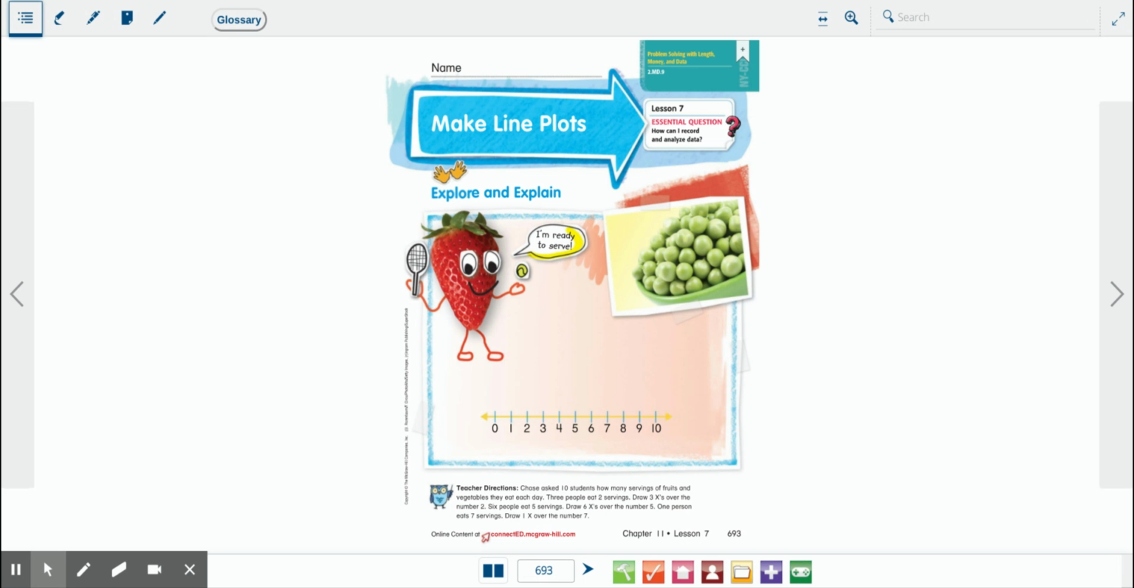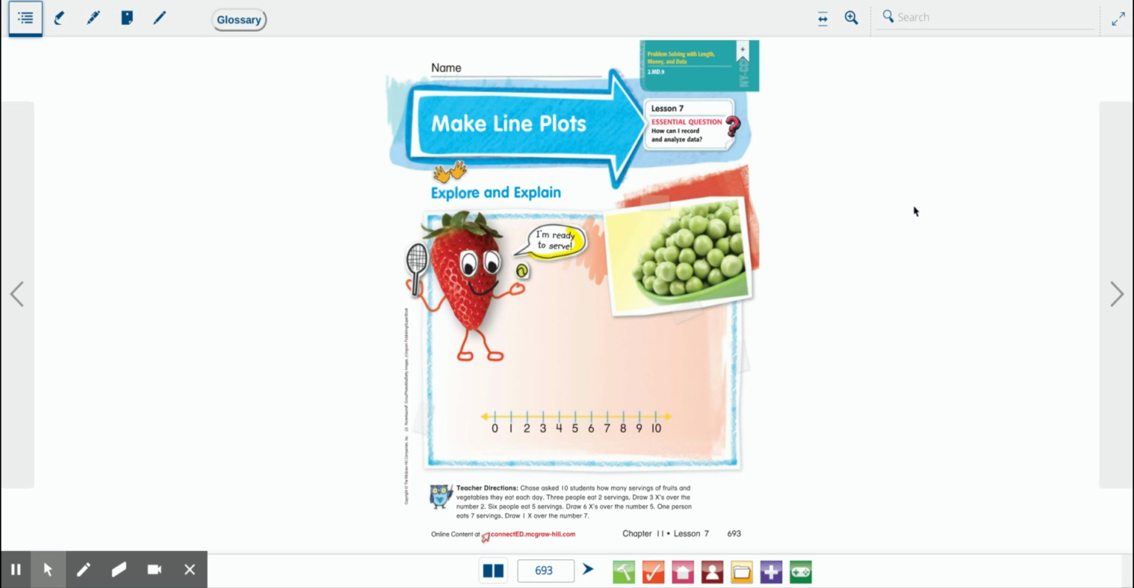Lesson 7, page 693. A line plot is a number line that has X's above it to stand for the answers to a survey question. So each X would stand for one vote or one answer. So for this line plot, a little boy named Chase asked 10 students how many servings of fruit and vegetables they eat each day.